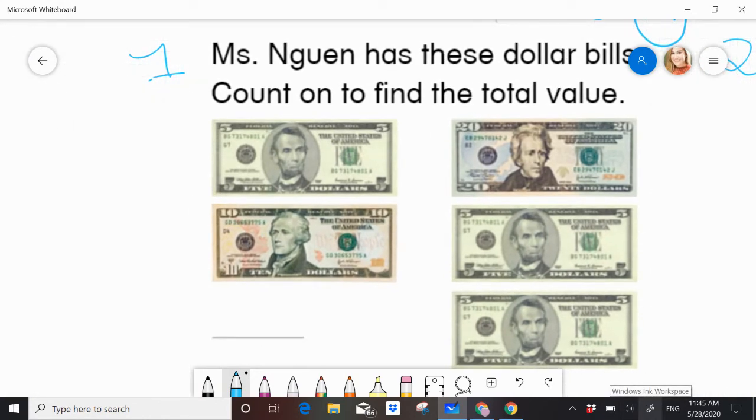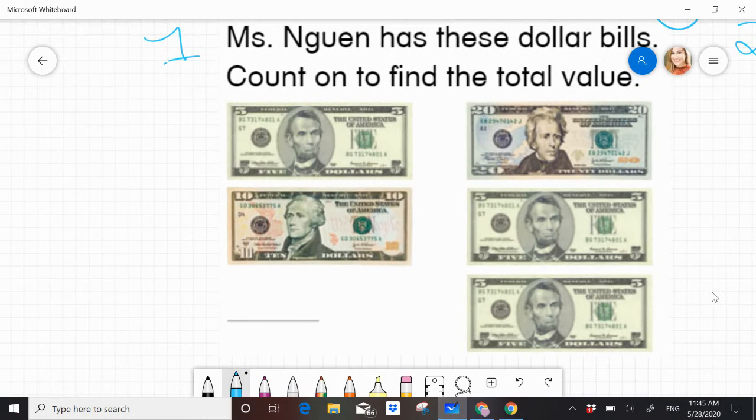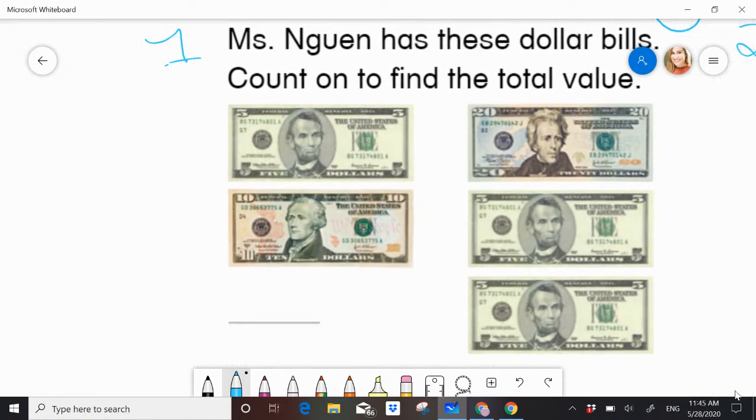So Mrs. Nguyen has these dollar bills. Count on to find the total value. So you're going to count on to find the total value. Let's do it together. So the biggest bill here I see is $20. So I'm going to add 20. And then the next highest I see is 10. 20 plus 10 is $30.